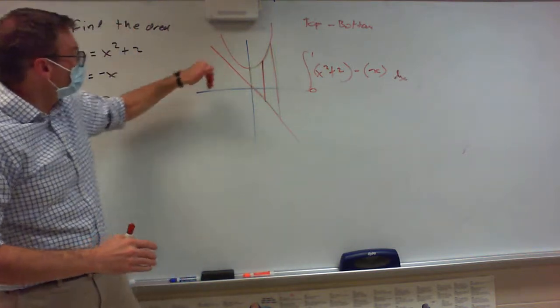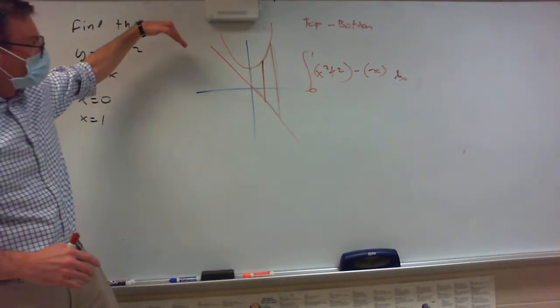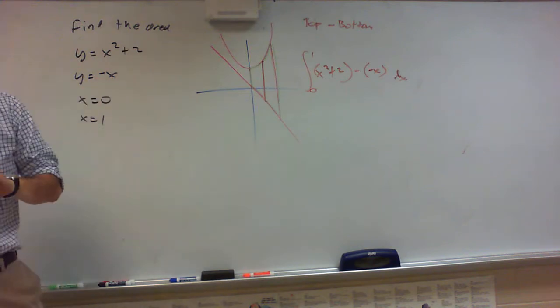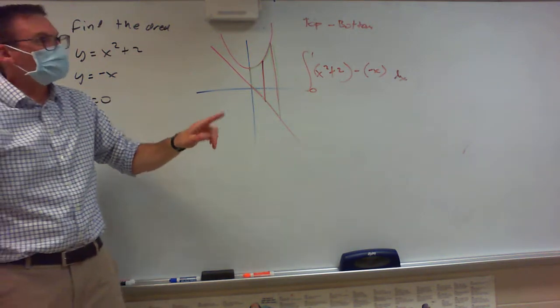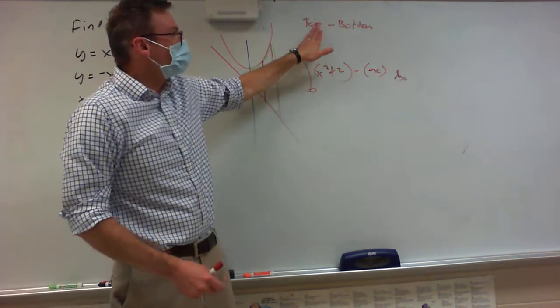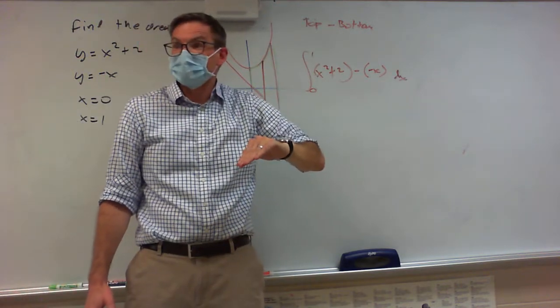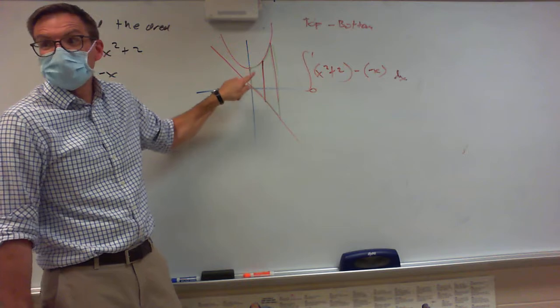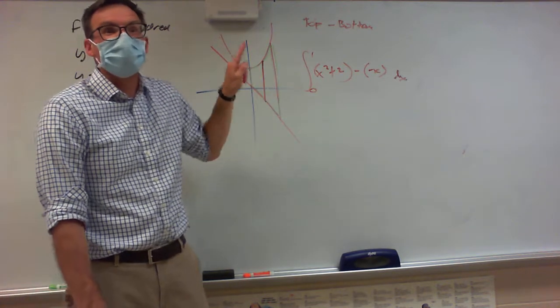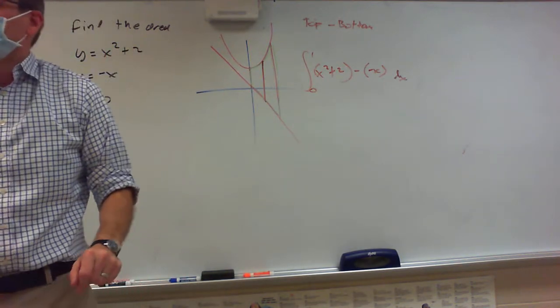And this top function is x squared plus 2, and this bottom function is negative x. Right? Thank you for making me say that. When I say top minus bottom, that's short for I want the top function minus the bottom function. And drawing that rectangle is crucial for everything that we're going to do for the next week.